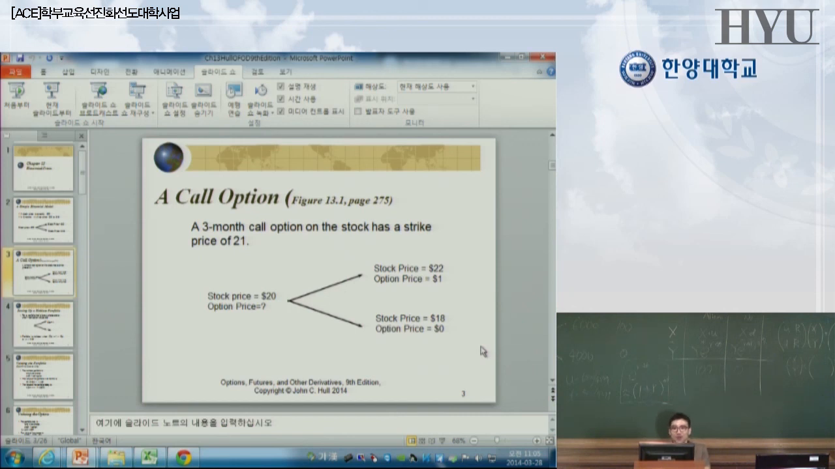So anyway, call option. A 3-month call option on a stock has a strike price of 21. So when the stock price is $22 and the strike price is 21, I make $1. So the option price is 1. When the stock price is $18, I don't want to pay $21 for an $18 contract, so I don't exercise. So the option is useless, so the option payoff is 0. My question is, what would be the option price? Basically, the value of a call option, which is basically paying $1 in the good scenario.